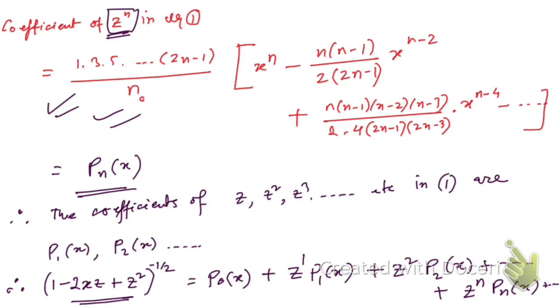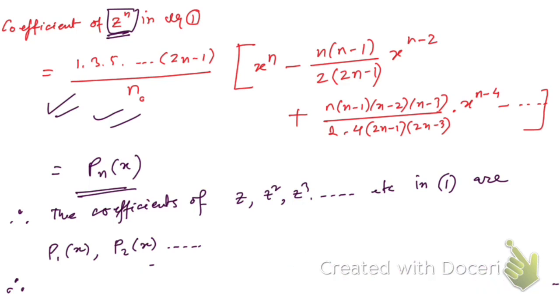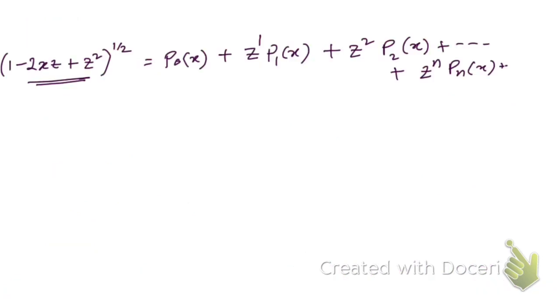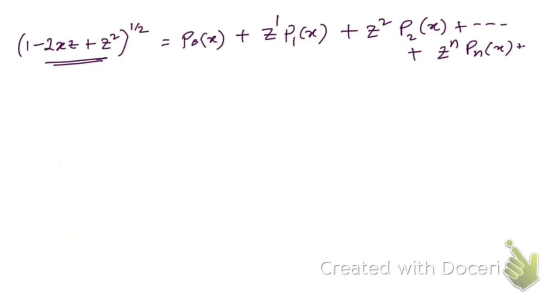Let me go to a new slide. So here is the last part. We can write this one using summation, that is summation from n equal to 0 to infinity, Pn of x z to the power n. So this part is the coefficient of z to the power n. Hope you have understood this. This is the proof.